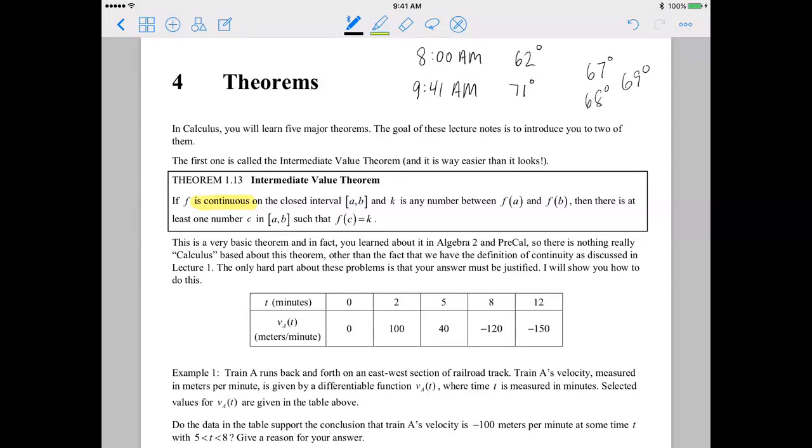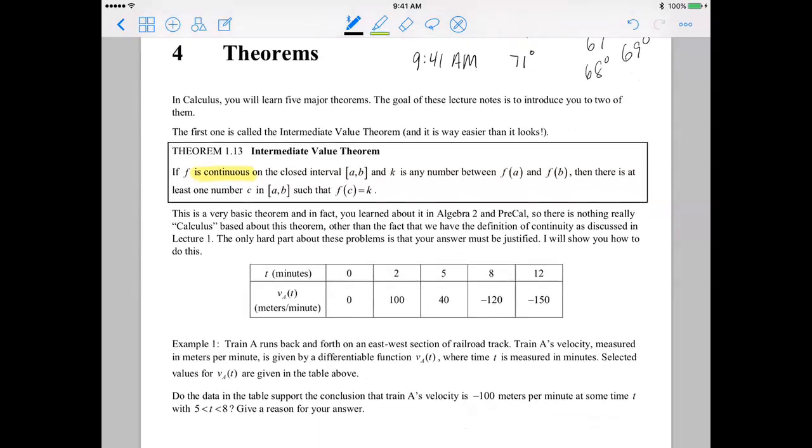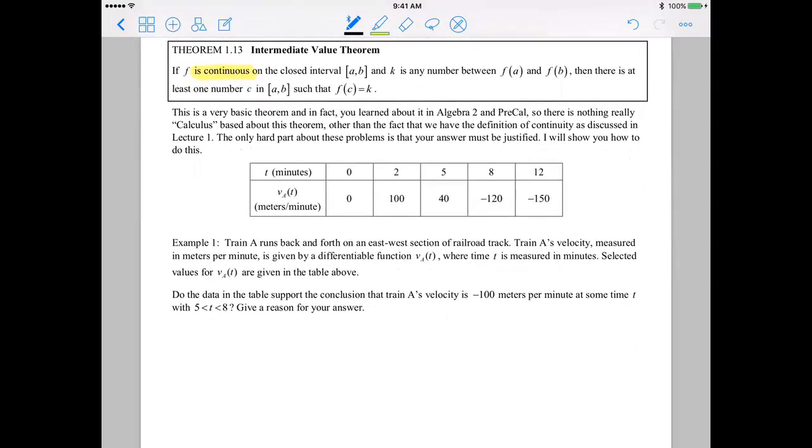Okay, so that's the basic idea of the theorem, and now I'm going to show you how to use it to answer a problem. The main hypothesis of the intermediate value theorem is that the function is continuous.